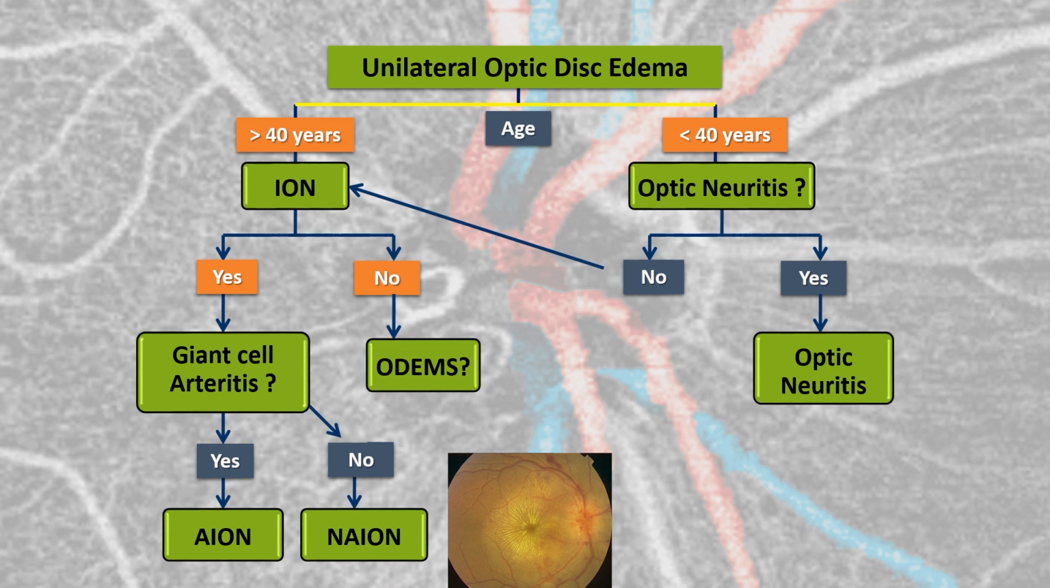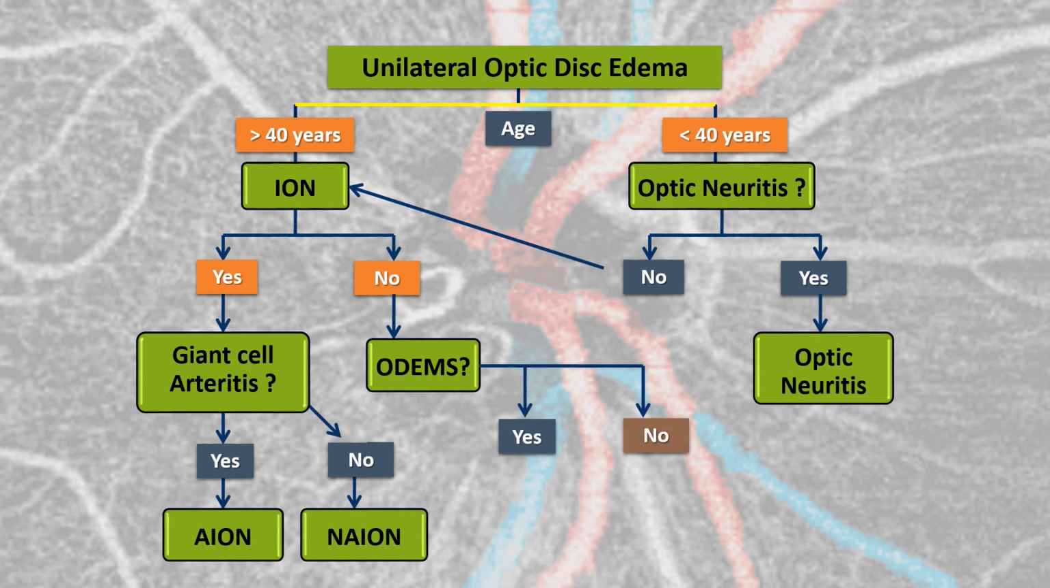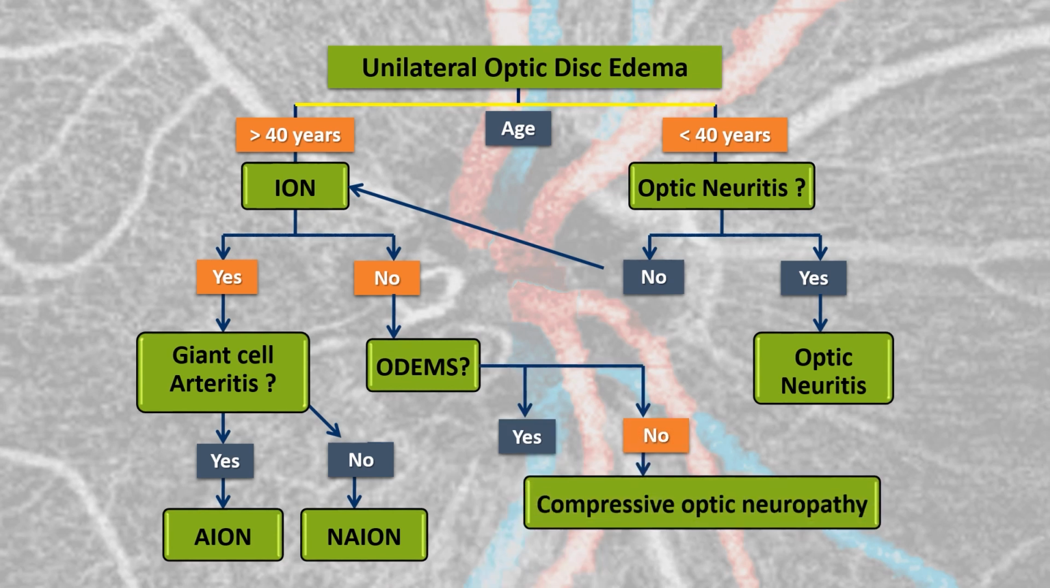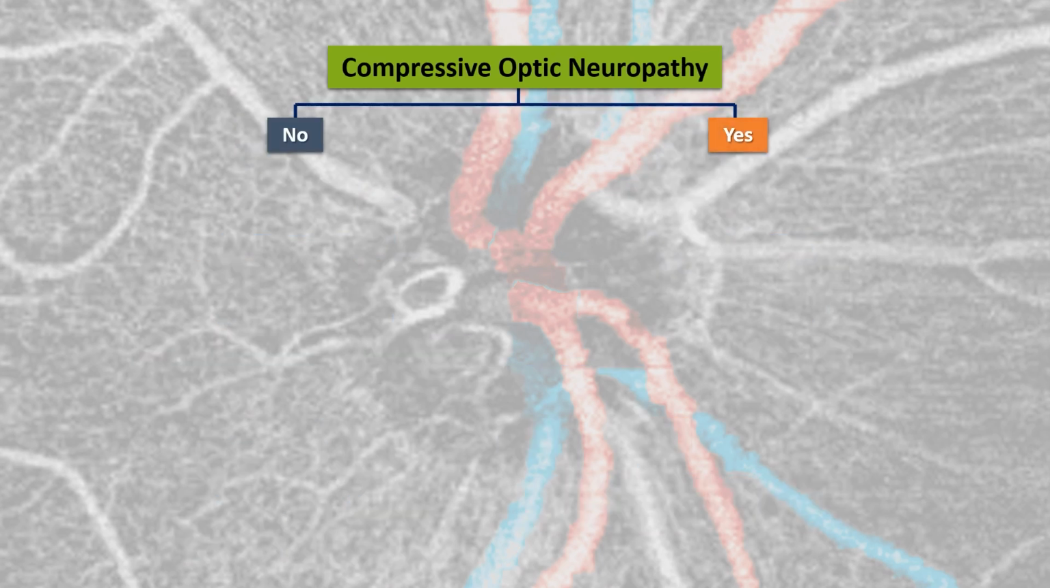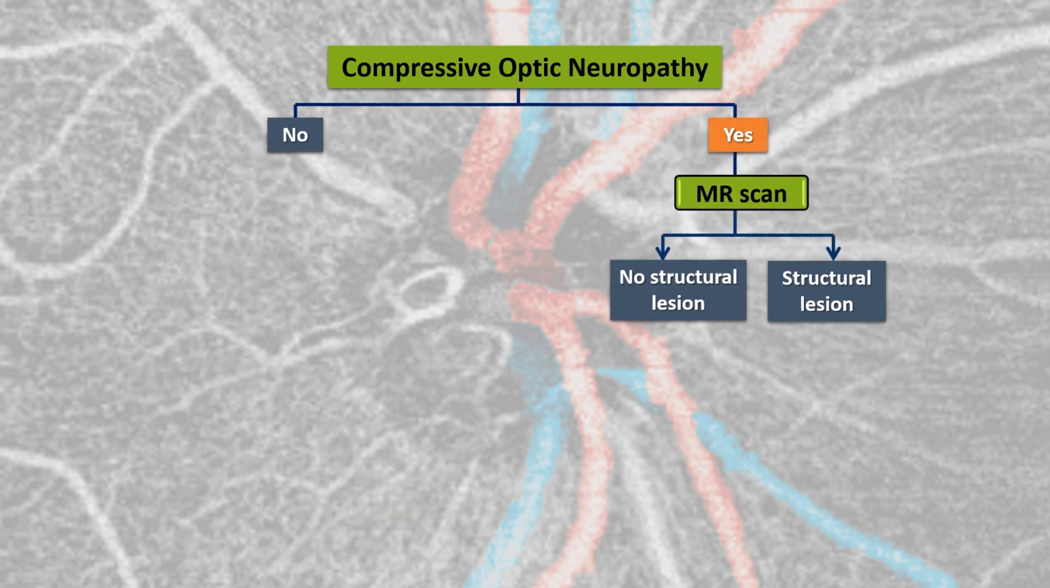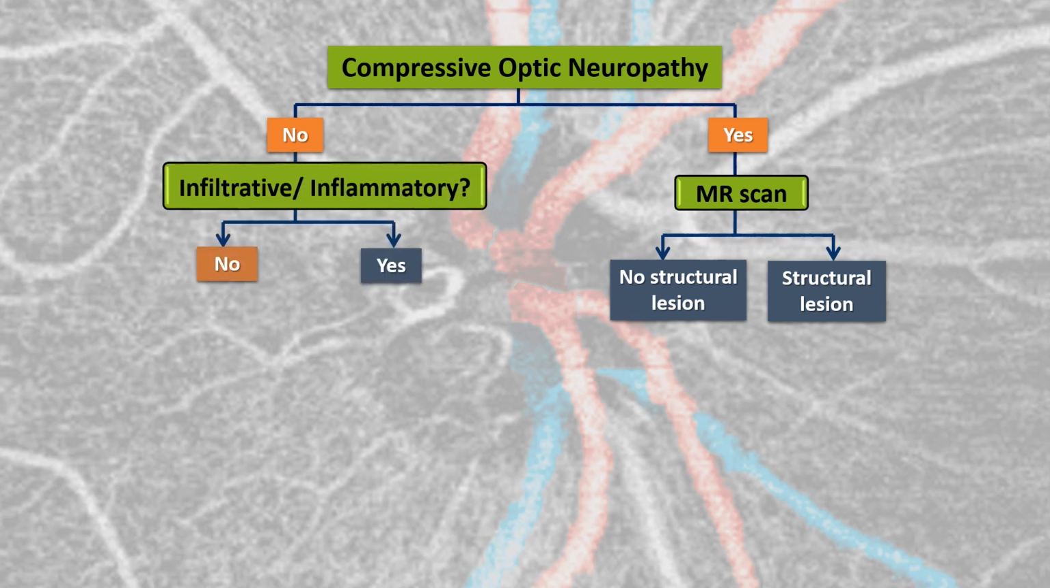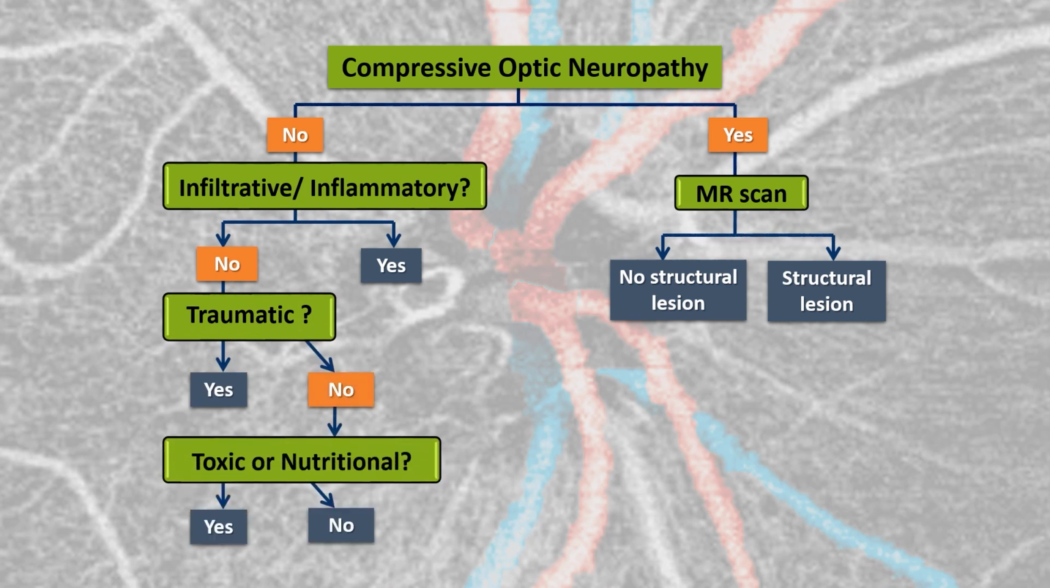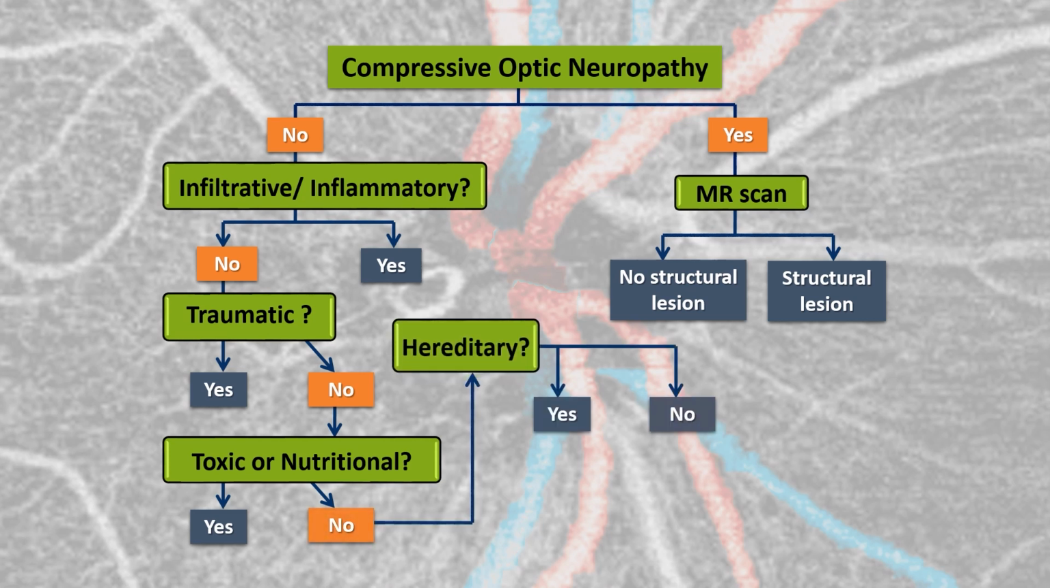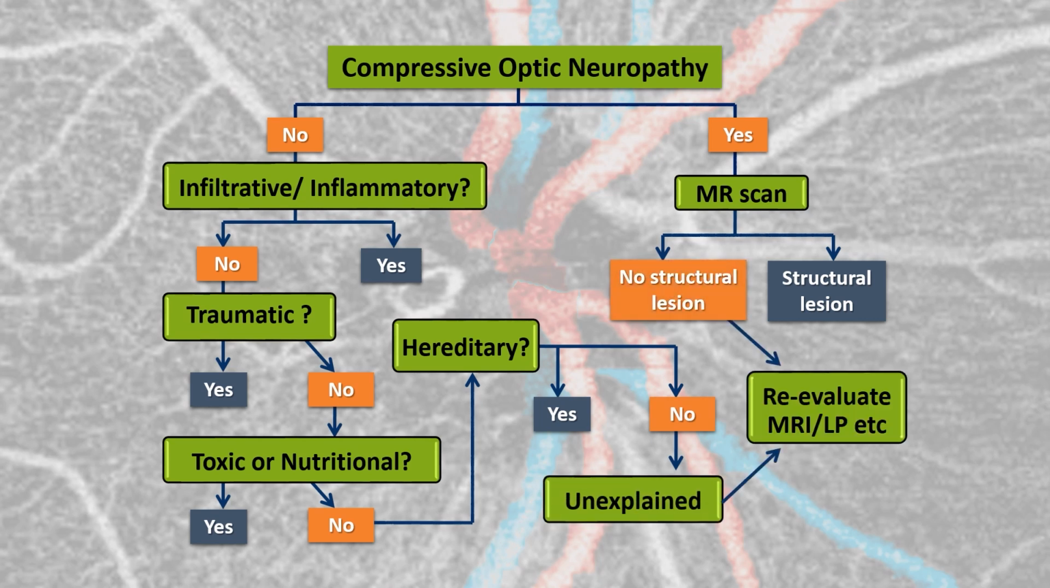An optic disc edema with macular star should also be suspected in presumed ischemic optic neuropathy. If we consider compressive causes, an MR imaging can demonstrate a structural lesion. If not, suspect an inflammatory or infiltrative cause, provided we have ruled out trauma, and relevant investigation should be done to rule out toxic or nutritional causes as well. If it doesn't fit in either, it could be hereditary like Leber's, or then unexplained disc edema, which is a diagnosis of exclusion only after all other investigations are deemed negative.